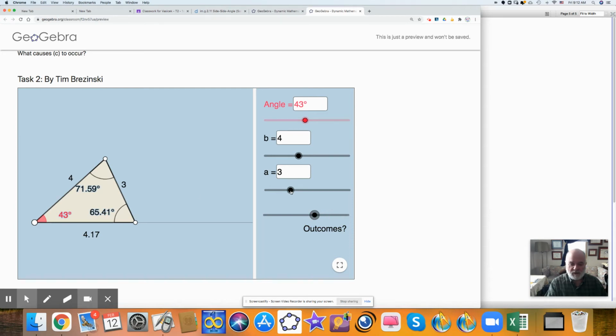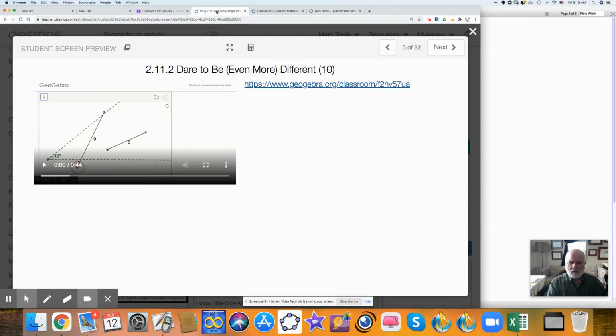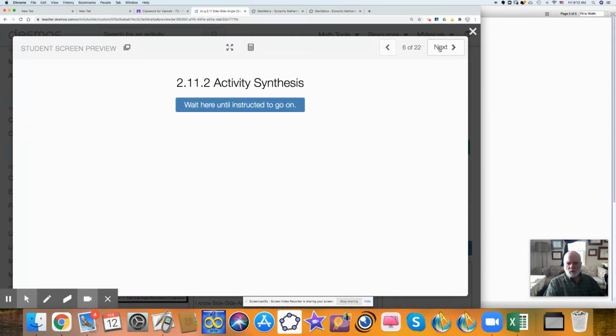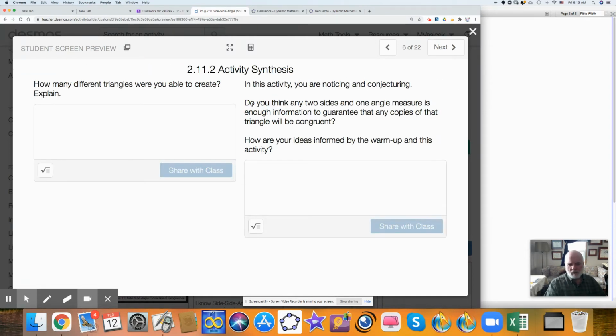What if I switch these lengths? Because before, remember on the one that you explored, what if we made this one 4 and this one 3? And now you can see when I try to do this, there's only one place that it can be. So after you explore this for a while, we do an activity.